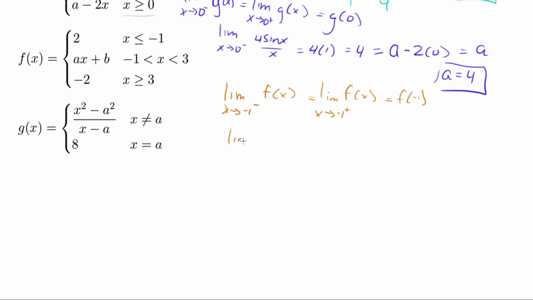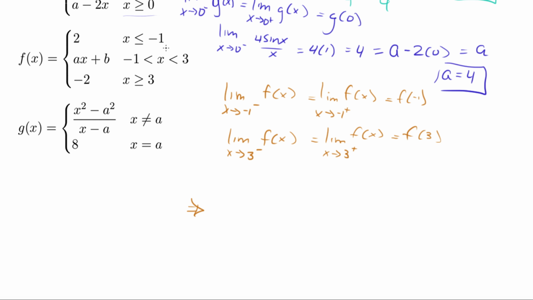And also the limit when x approaches 3 from the left has to be equal to the limit when x approaches 3 from the right, which has to be equal to f of 3. So let's start with the top one.